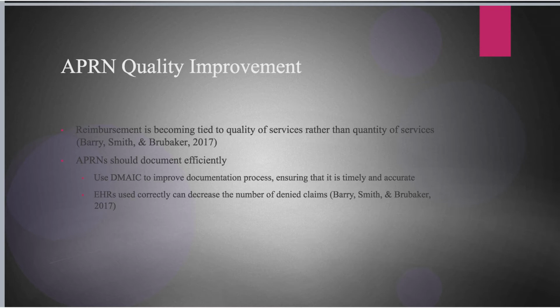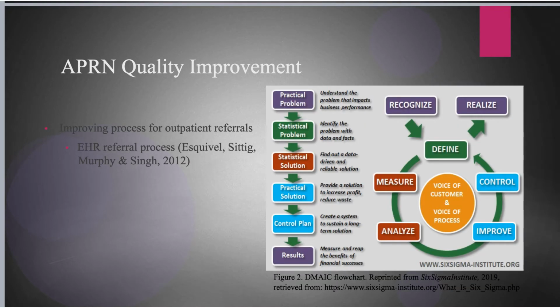Then you can control this. In the study, they were able to make drastic improvements by just changing the process with their documentation. And then they controlled this by continuing to implement their new documentation process. Another instance for using Six Sigma as a QI tool as an advanced practice nurse would be improving the process for outpatient referrals.